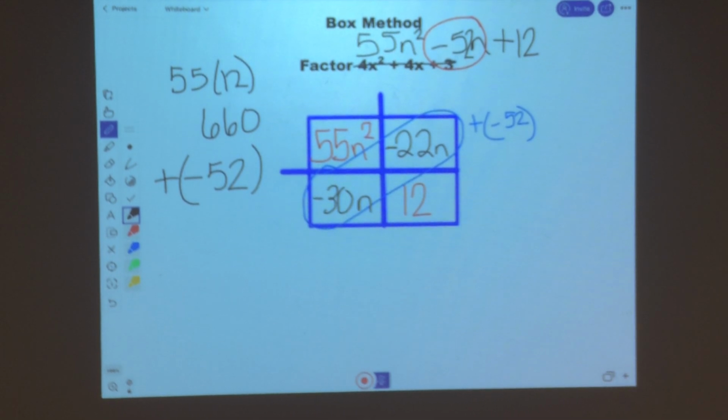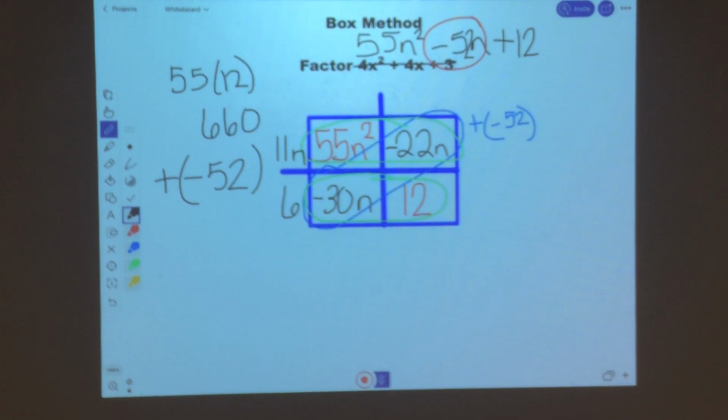So now what I look at, because if I add negative 30 and a negative 22, I end up with negative 52. And so now what I look at is my top row, and I check what I can factor out. Well, I know both 55 and 22 are divisible by 11, and they both have an n in them. I look at my bottom row, and these are both divisible by 6.